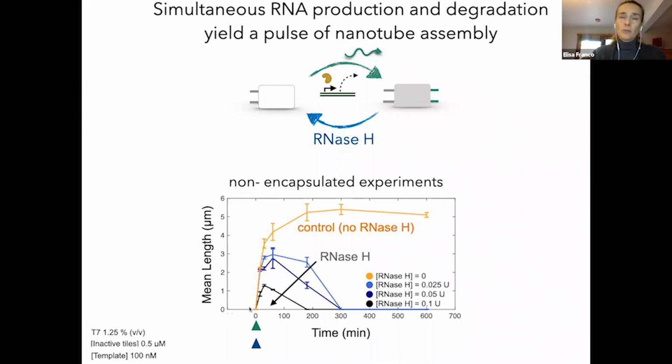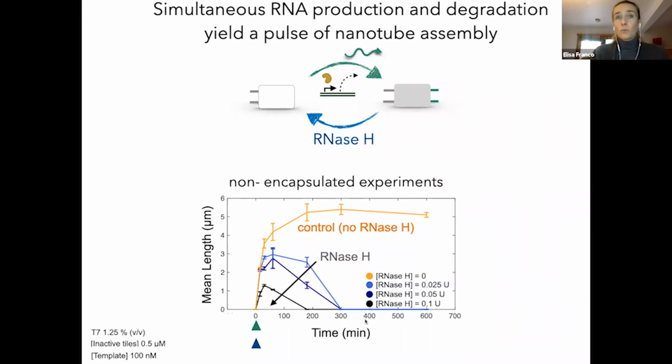So the particular combination of enzymes we chose is such that the lifetime of polymerase is much shorter than the lifetime of RNAs. So initially, production dominates, and you have formation of the nanotube, so the mean length goes up. But as RNA polymerase loses activity, then RNase H takes over, and basically the nanotubes go away. Degradation dominates toward the end of the experiment. There are other phenomena here, but I won't go into the detail of that.